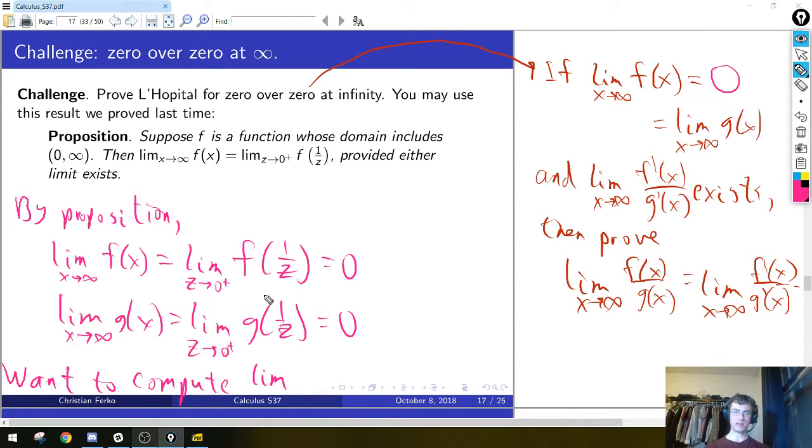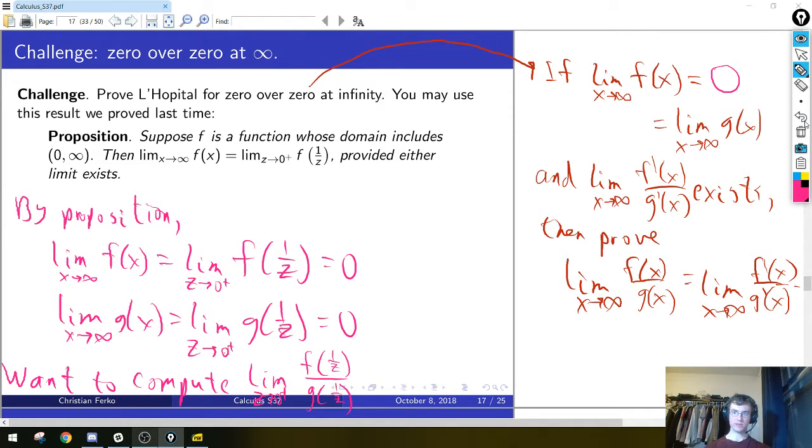Okay, so what should I write if we're going to follow that strategy? So we would like to compute the limit of f of 1 over z over g of 1 over z as z goes to 0. Looks good. And we can apply our old L'Hopital's rule to my knowledge. Yeah, because this is 0 over 0 at a, as you said, where a is 0.